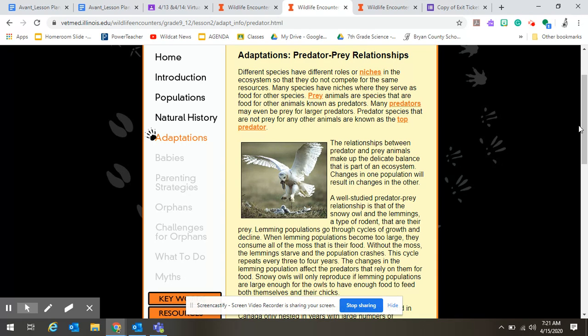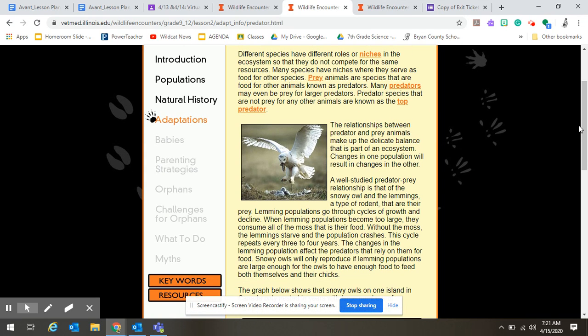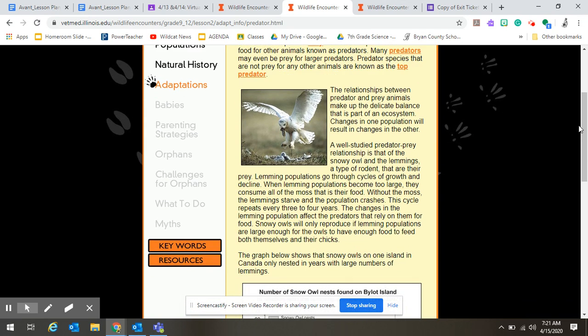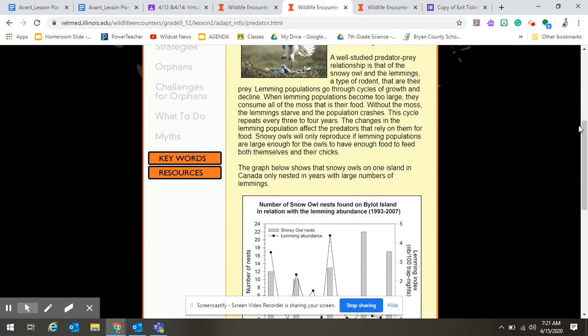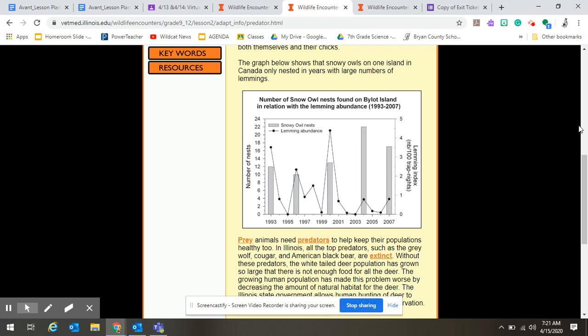So these little mice, they eat moss, and if they are not being hunted, they're just able to keep reproducing at a great speed, then they eat all their food and then they starve. So this cycle repeats every 3 to 4 years. The changes in the lemming population affect the predators that rely on them for food. Snowy owls will only reproduce if lemming populations are large enough for the owls to have enough food to feed both themselves and their chicks. The graph shows that snowy owls on one island in Canada only nested in years with large numbers of lemmings.